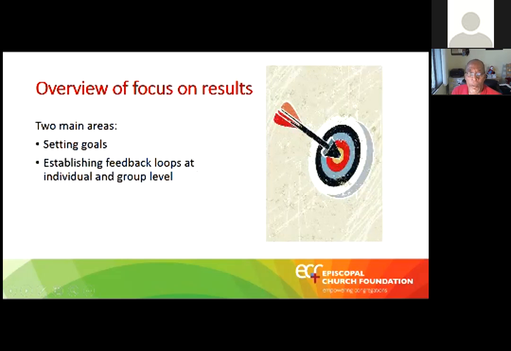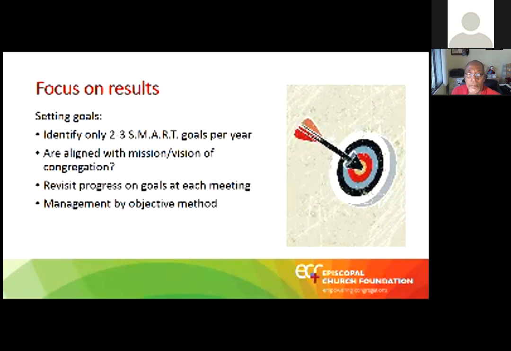Two of the areas that we focus on here are goal setting, helping vestries and leadership teams work through goals and how to set goals, and establishing feedback loops, both at the individual level and the group level. Some of you may also already be familiar with what SMART goals are.